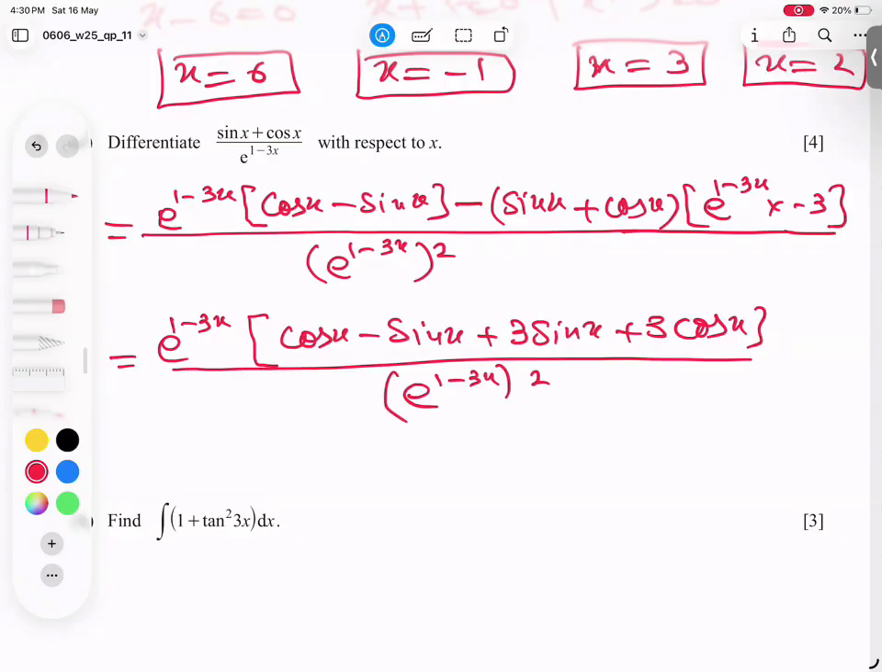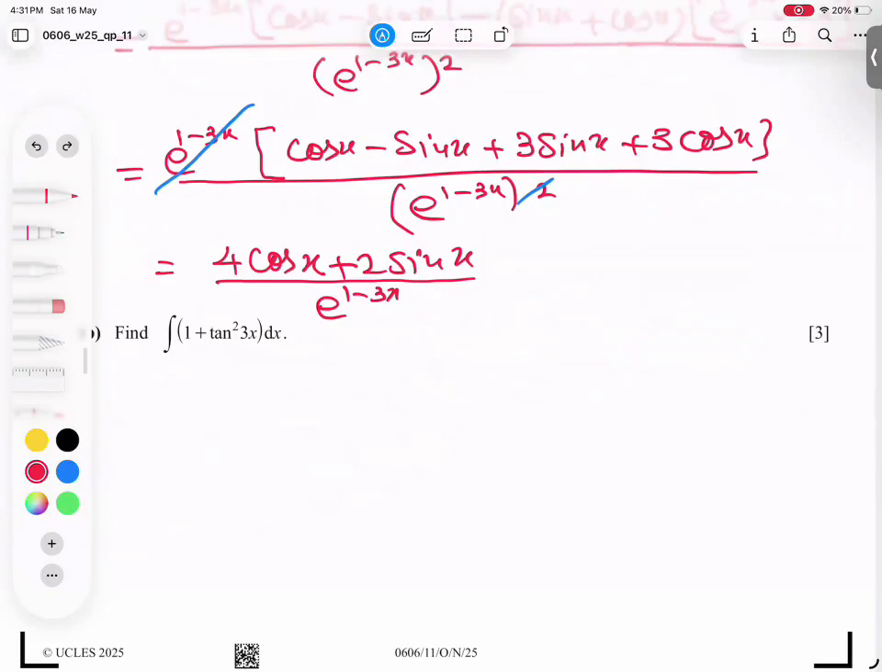If you look carefully, students, 1 minus 3x, 1 minus 3x, it will cancel the power, completely gone. And the final answer we are getting is this. So this and this will give us 4 cos x and positive 2 sin x over e to the power 1 minus 3x. And I hope the concept of the question is completely clear. Let me check finally. Cos and cos adding. And I got it correct. Okay, let's go for the next.